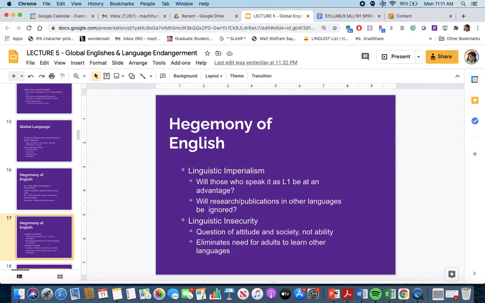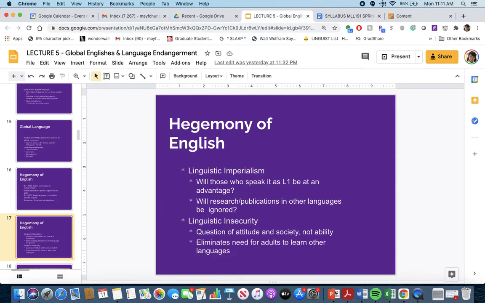Will those who speak it as a first language, an L1, be at an advantage? For example, if a lot of the conferences you go to are held in English and you speak English fluently and natively, do you have an advantage over those who don't? Similarly, will research publications in other languages be ignored? We get the bulk of our findings and knowledge from publications, so if they're written in other languages that we don't speak, what becomes of those findings?